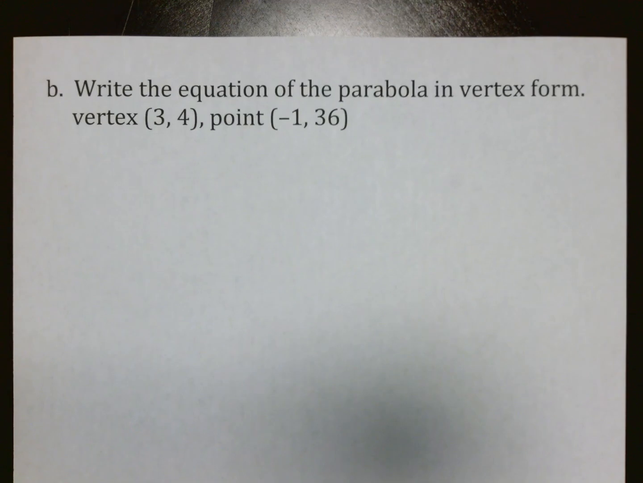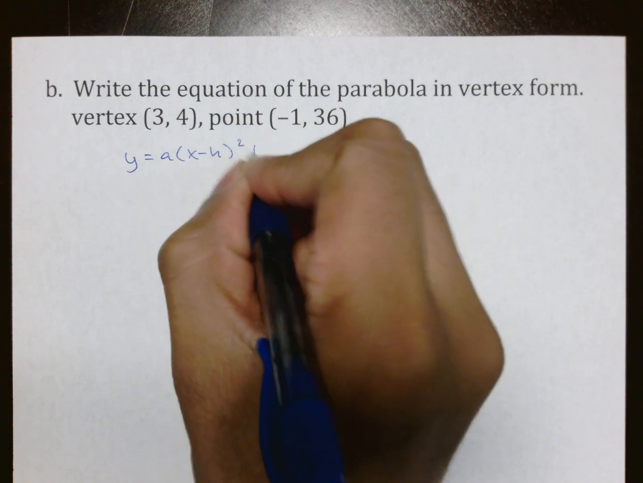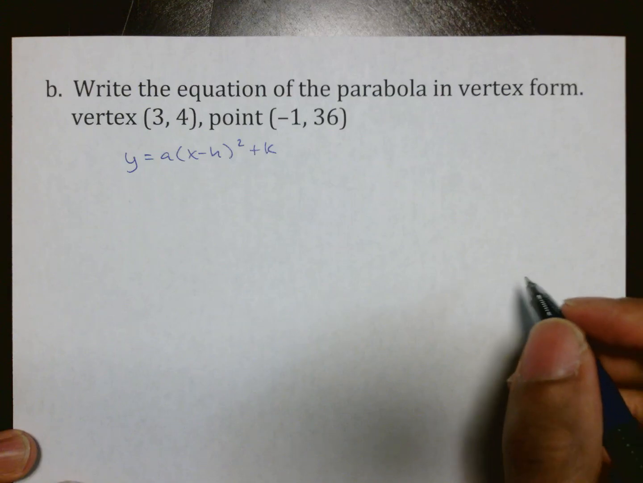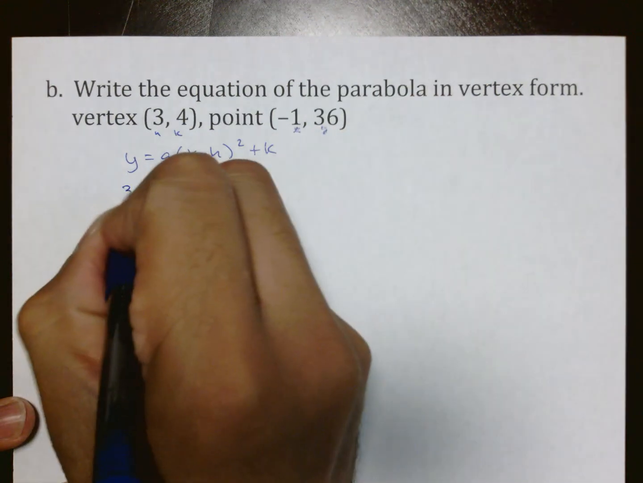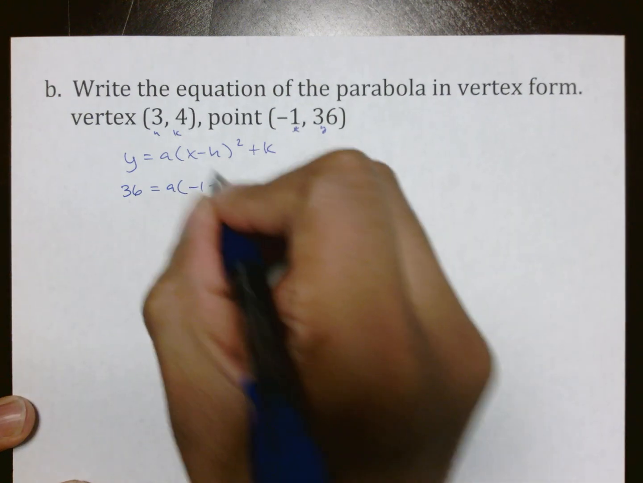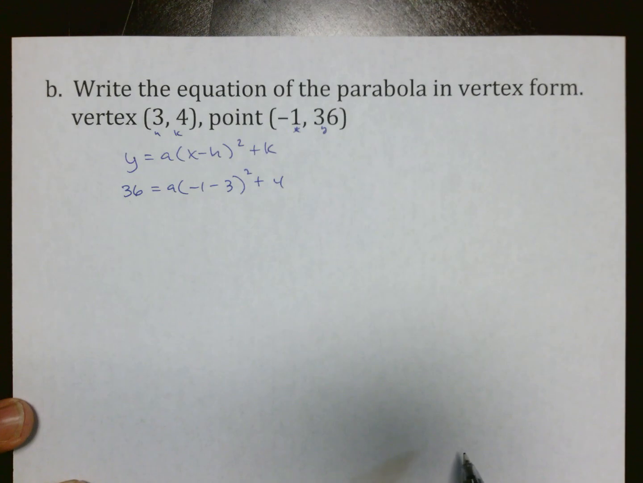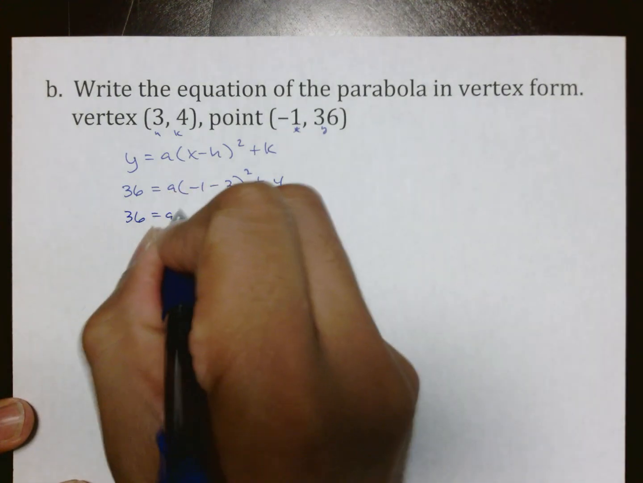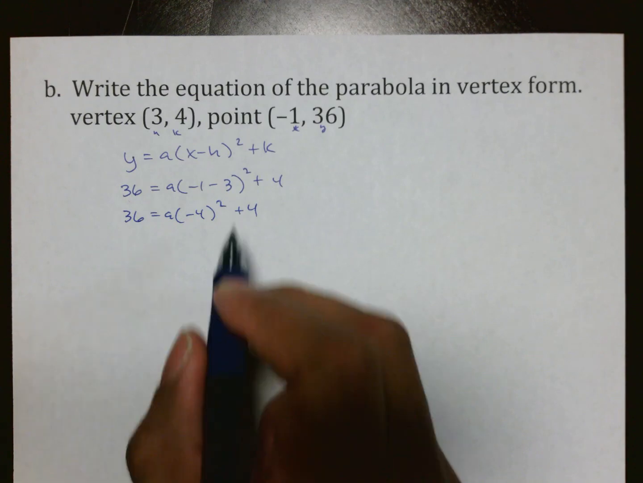Alright. And the last example before we move on, write the equation of the parabola again. So again, start with your y equals a parentheses x minus h squared plus k, because that is your vertex form of a parabola. Remember that this is your h, k. Remember that this is your x, y, and then plug in your numbers. 36 equals a times x is -1 minus h is 3 squared plus k is 4. Simplify. 36 equals a times -4 squared plus 4.